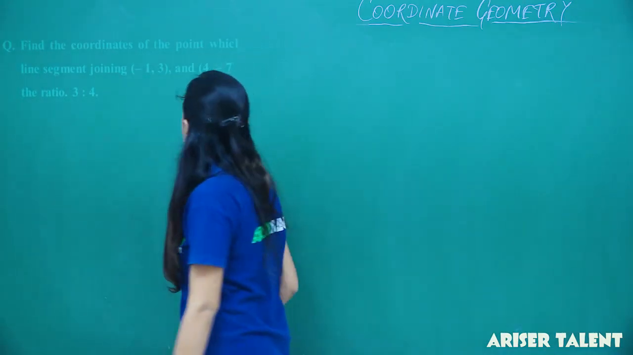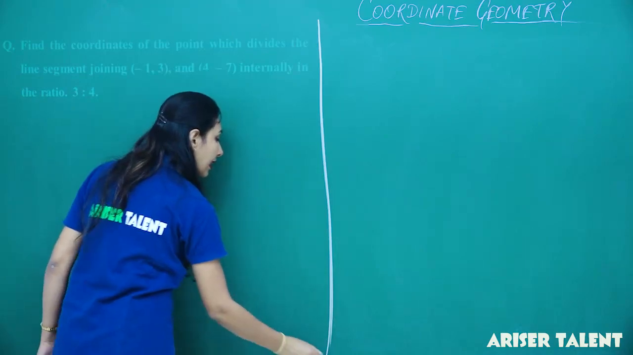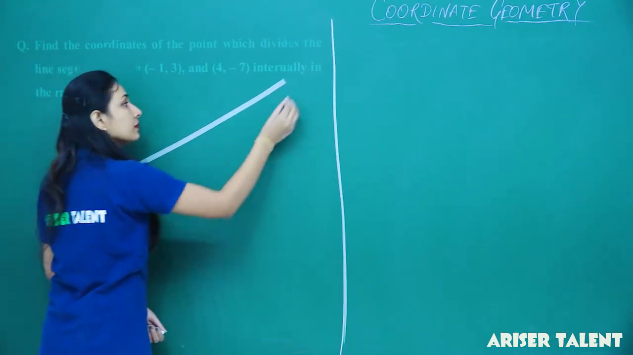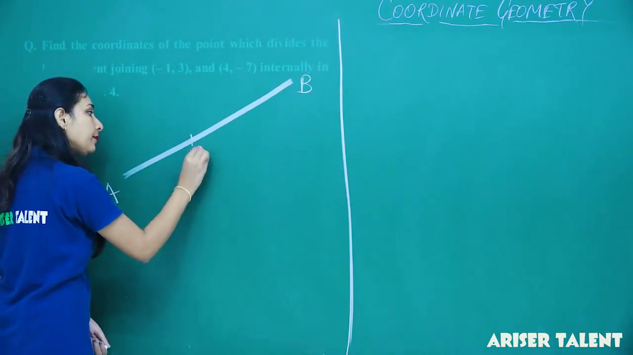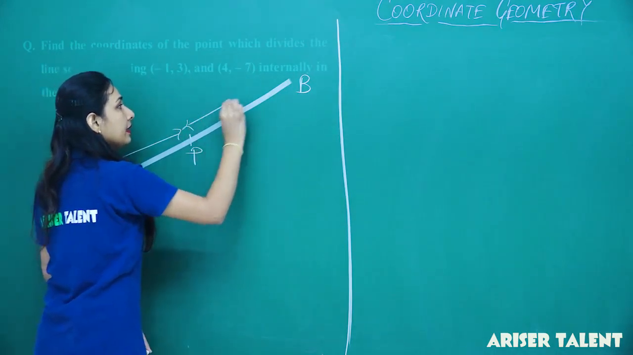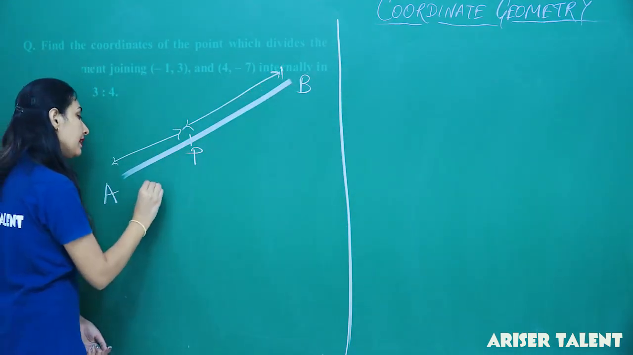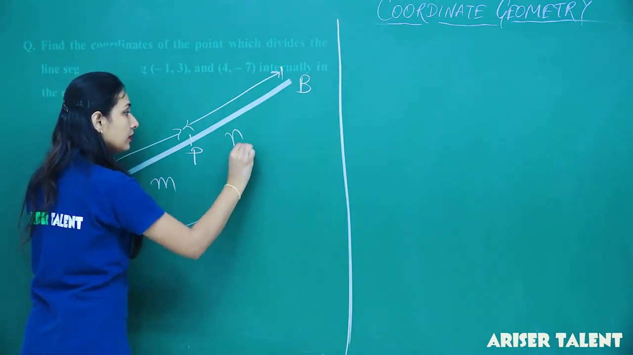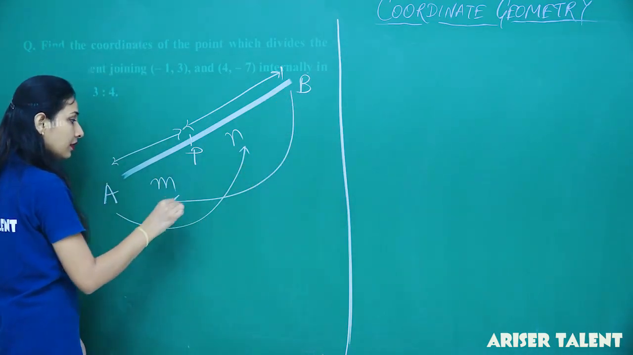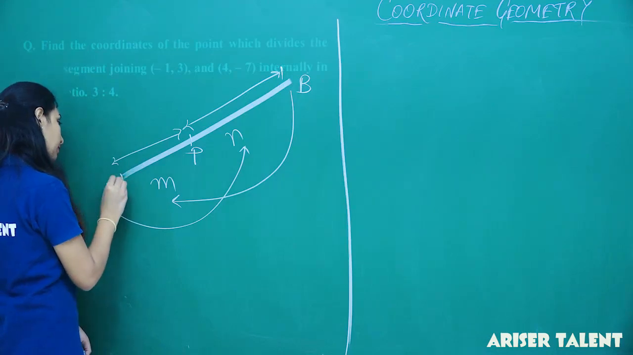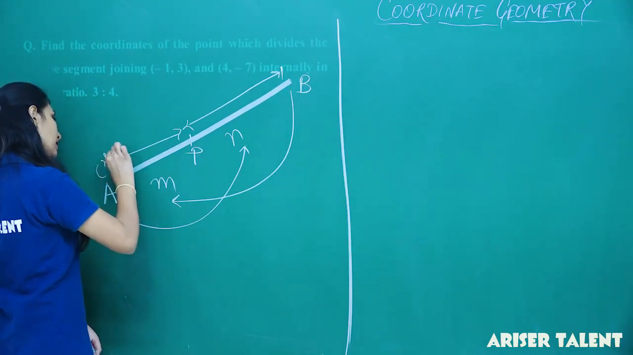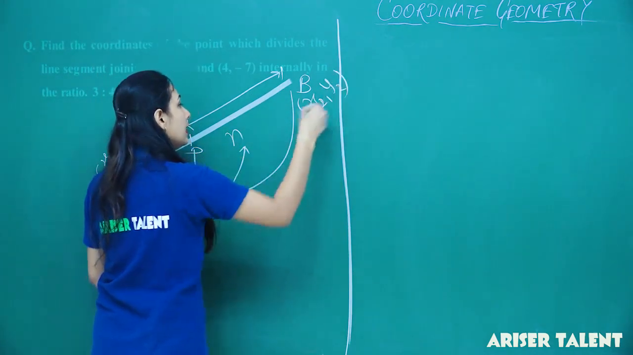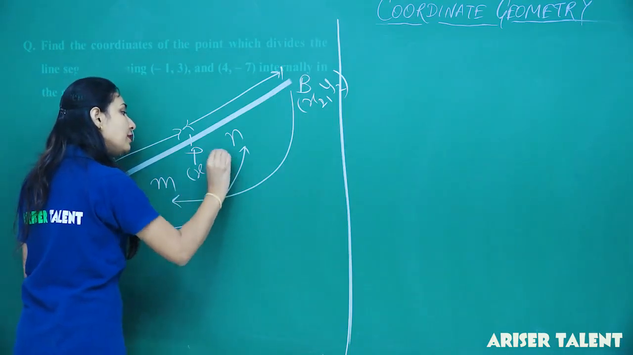How? We know there is a line AB having a point P, and this point P is parting this in M and N ratio. Okay, and we have found out this kind of formula. The points x1, y1 here and x2, y2 there, and simply x and y at P.